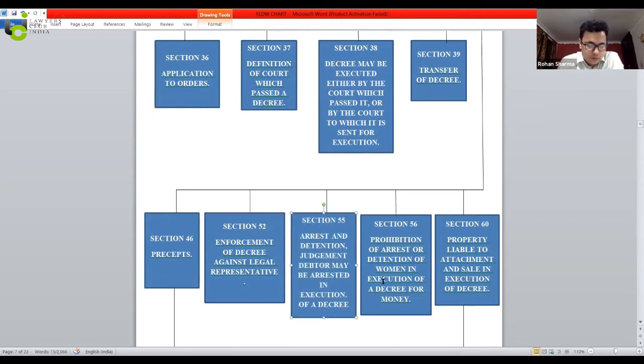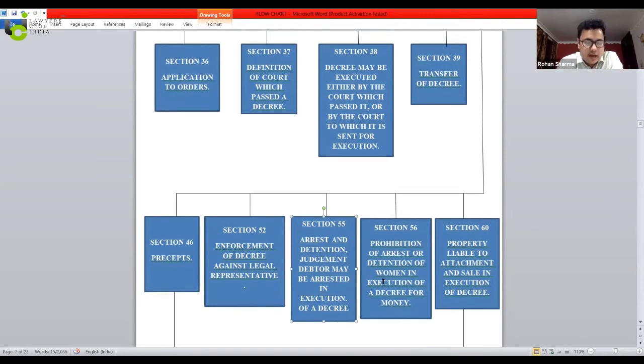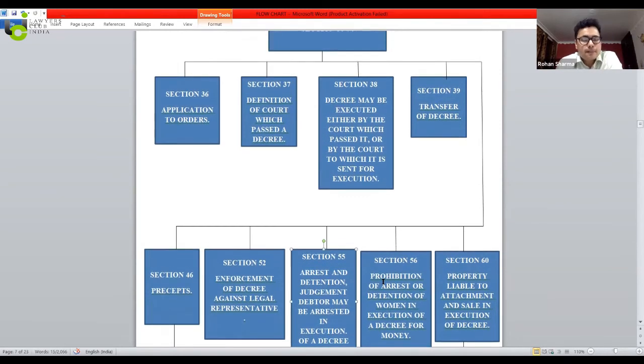Now, section 36, application as to orders, basically just intends to say that whatever rules and orders are applicable when a court passes an order are also applicable in the cases wherein the court is dealing with execution proceedings. Then, of course, Section 37, which court has the power to pass a decree or execute a decree.